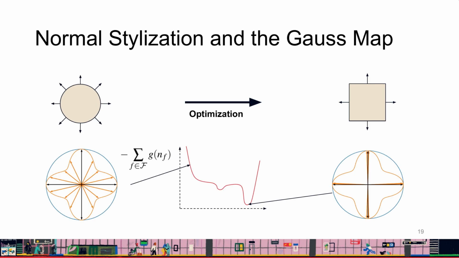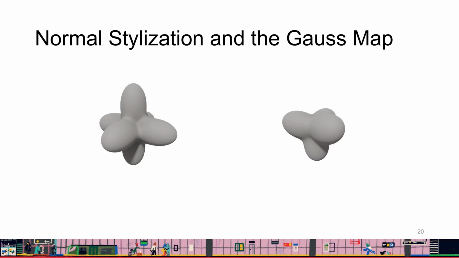During the optimization, the g function aligns face normals according to its maxima. Depending on the choice of the g function, this results in a different style. Having built an understanding of the visualization of the g function and the relationship between its maxima and the preferred normal directions, it becomes intuitive to read the stylization induced by a given g function.